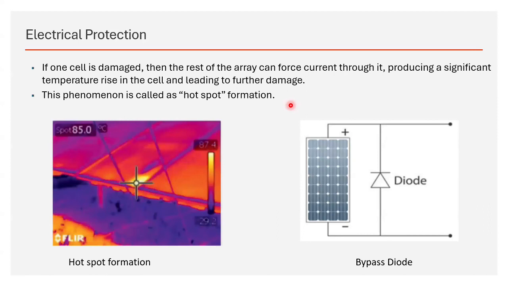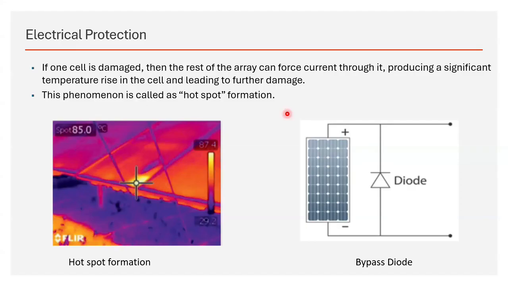Now, what are the electrical protection? As you can see, if one solar cell is damaged, then the rest of the array can force current through it. So what will happen? It will create a short circuit like situation, and this will lead to abnormal flow of current and temperature rise in the cell. So even the whole solar PV panel can burn out. So to cater to this requirement, normally fuses are installed for each of these solar PV cell.